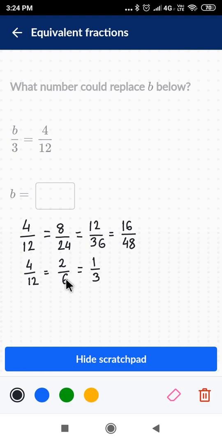Okay. Now let's see what we want. Here we have got b by 3. And what have we got here? 1 by 3. So what does it mean? B is equal to 1.